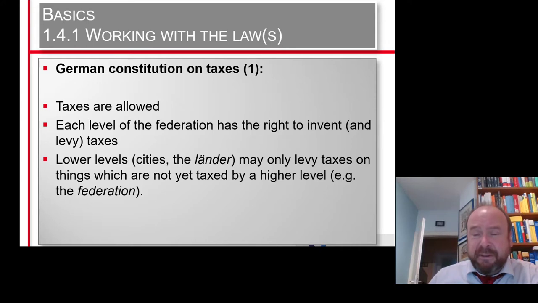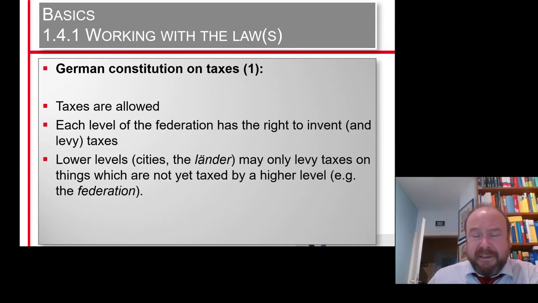Each level of the federation has the right to invent and levy taxes. Now that might end up in chaos because everybody taxes everything, and so there is a kind of collision rule. What happens if several levels intend to tax the same thing? The rule is clear and simple.